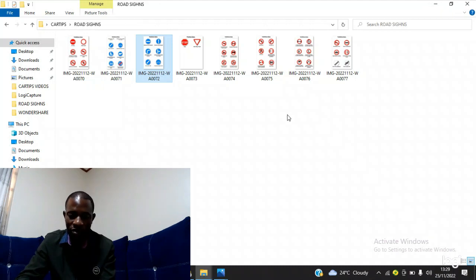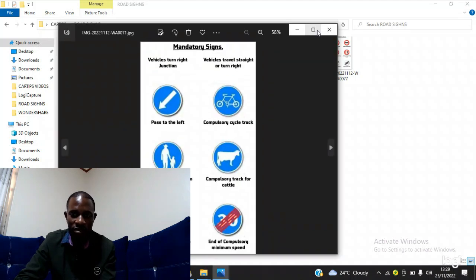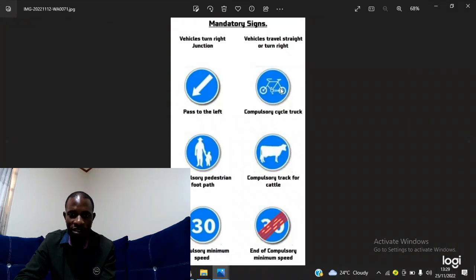Then we'll go to another example of mandatory signs. Let me give you a second example. Like this one, compulsory cycling track. So you're not supposed to cycle anywhere else apart from where it's indicated. Compulsory minimum speed limit. Guys on the Kenyan road, be very careful with this sign because the police usually take advantage of this one. And this one, the end of compulsory minimum speed. So be careful when you're on the road.